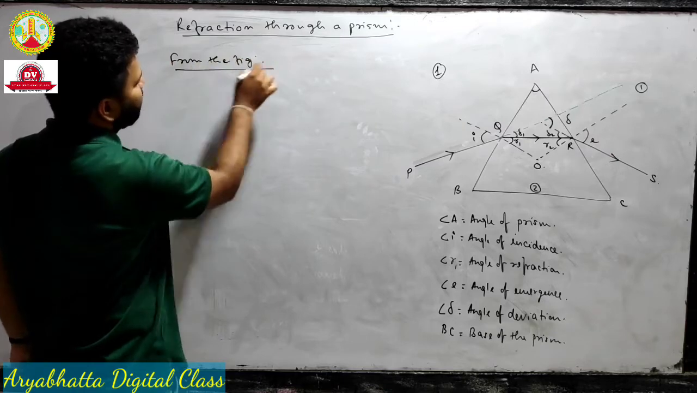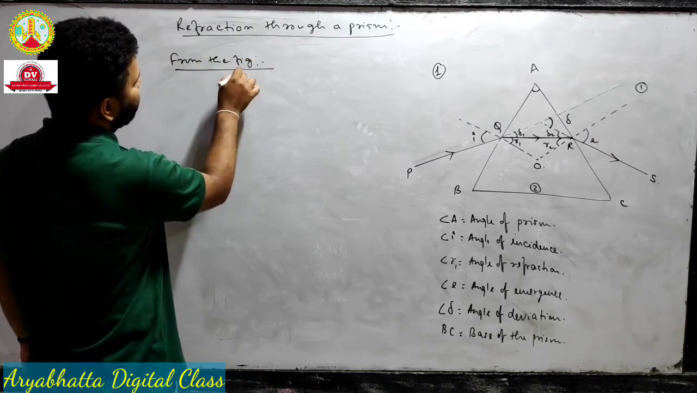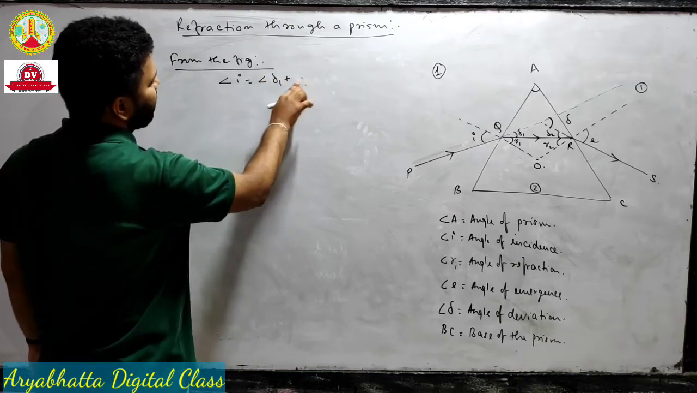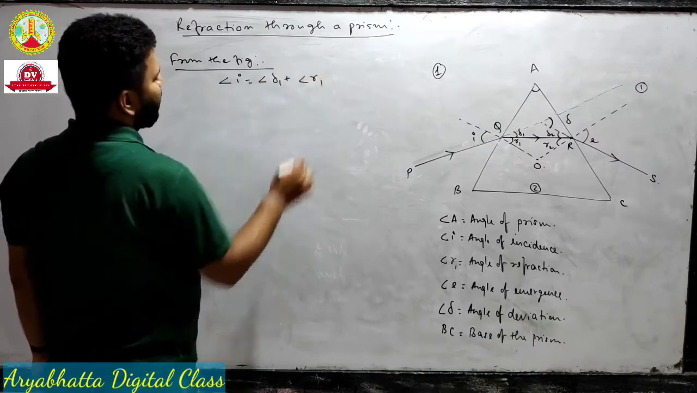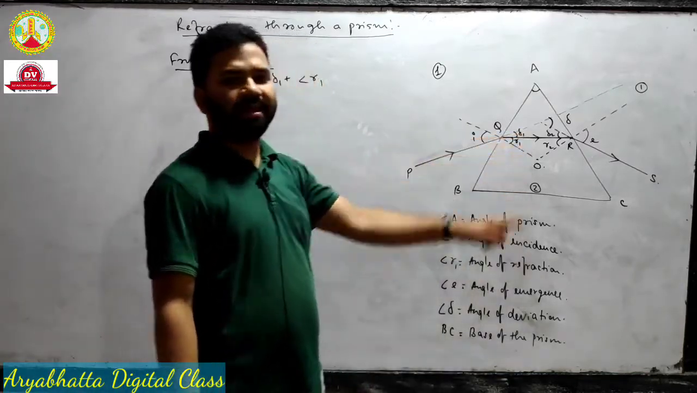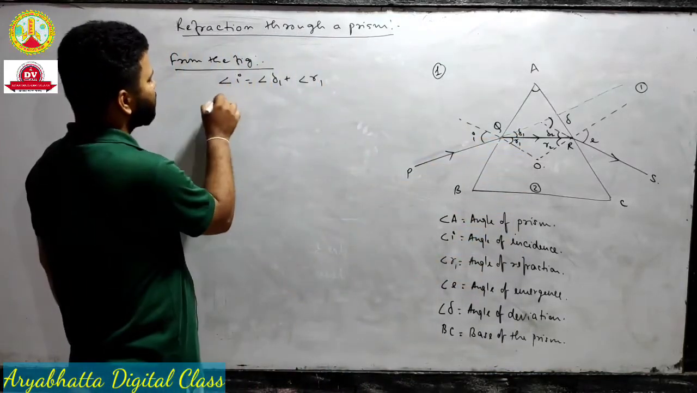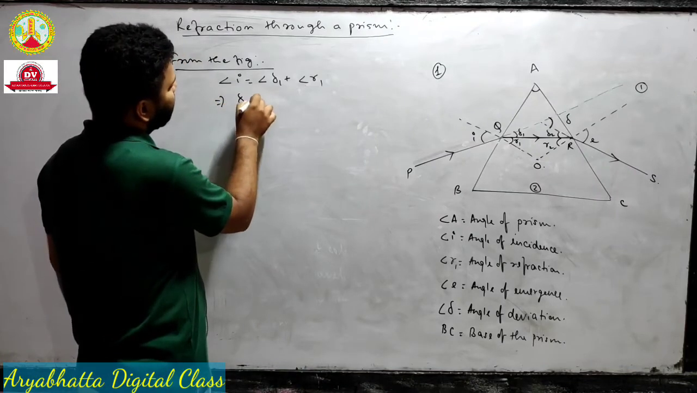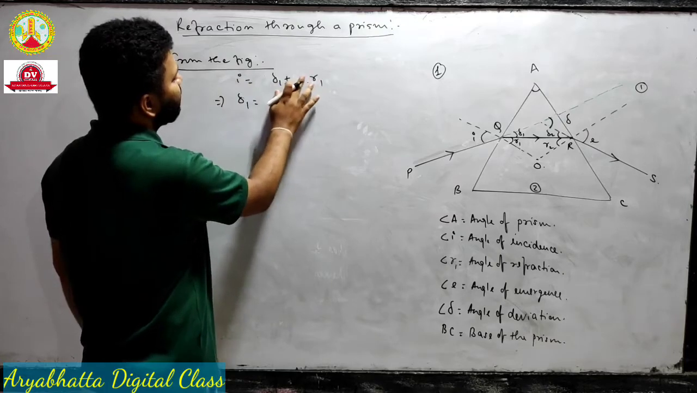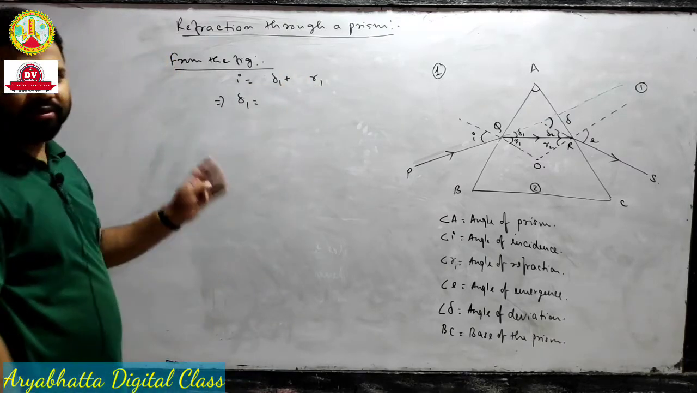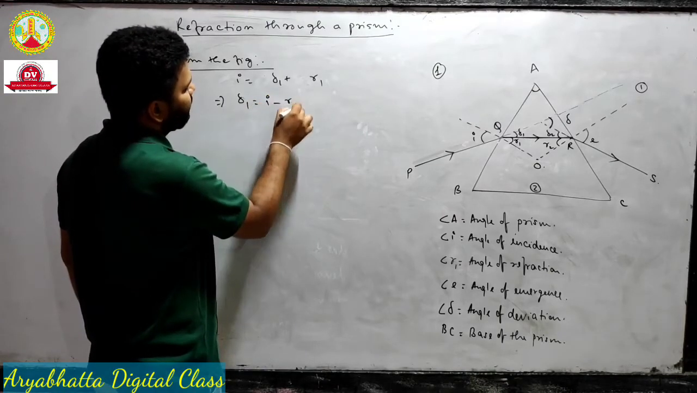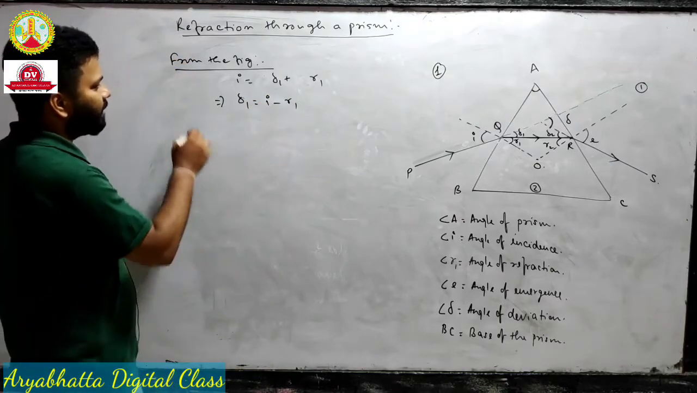from the figure, angle I is equal to angle delta 1 plus angle R1. Okay, angle I is equal to delta 1 plus R1, opposite angles. So what will be delta 1? You write it this way: I equals delta 1 plus R1. So delta 1 will be I minus R1.